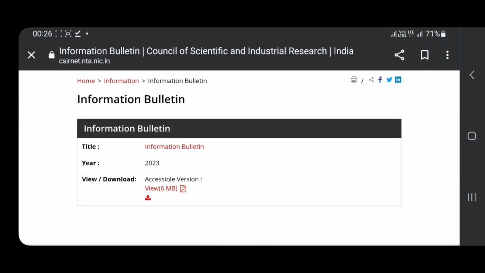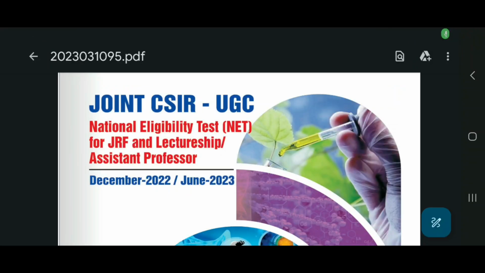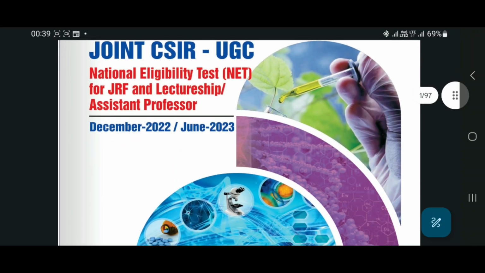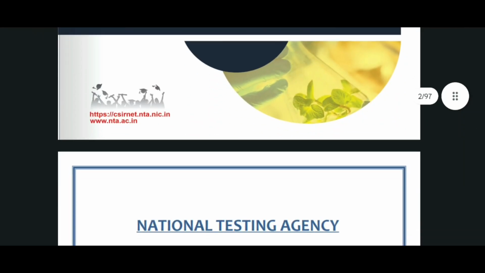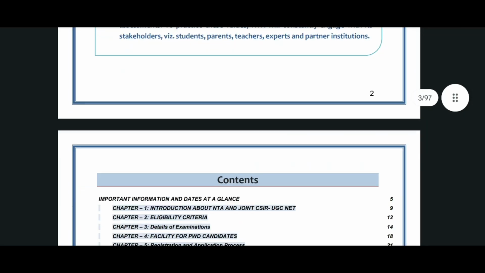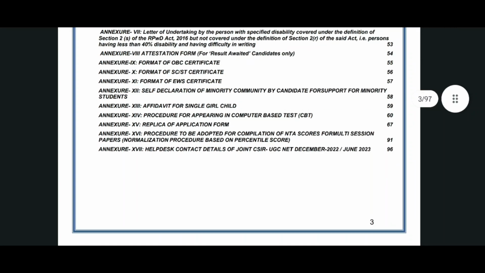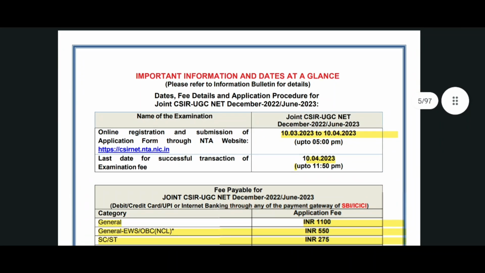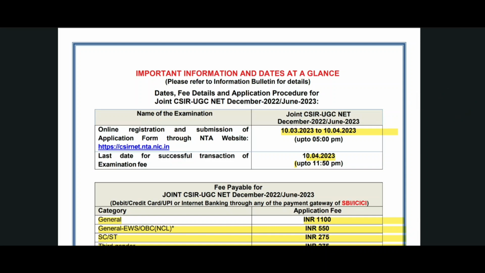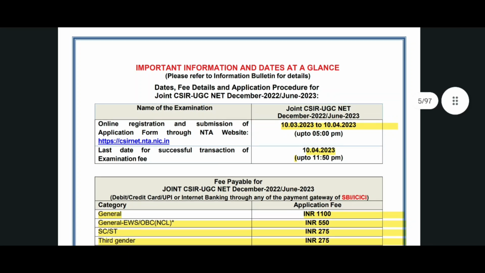The download option is over here. I have already downloaded it. The Joint CSIR UGC National Eligibility Test for JRF and Lectureship, Assistant Professor, December 2022 and June 2023 information bulletin has come. The information bulletin consists of all the eligibility criteria and the specific dates. You can see here the online registration runs from 10th of March to 10th of April.